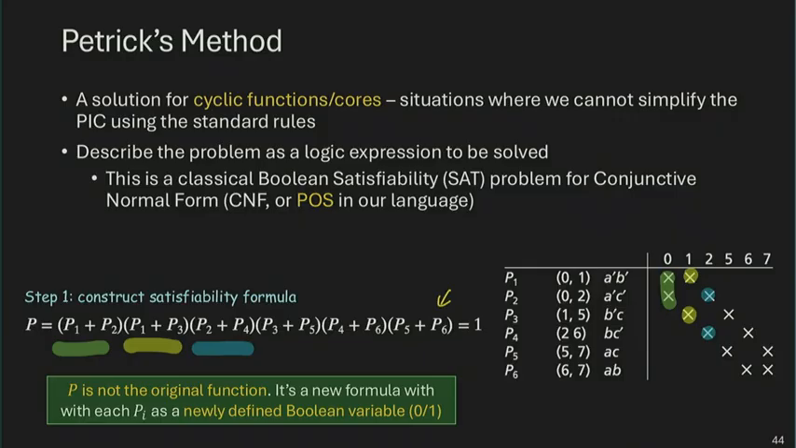So for example, if I assign p1 to 1, p4 to 1, and p5 to 1, this equation will evaluate to 1. Because I can cover all the minterms using p1, P4, and P5. Right, those three implicants provide me with one minimal cover of the function.